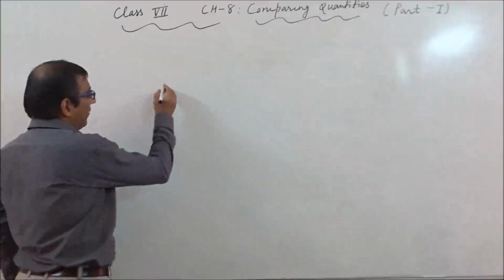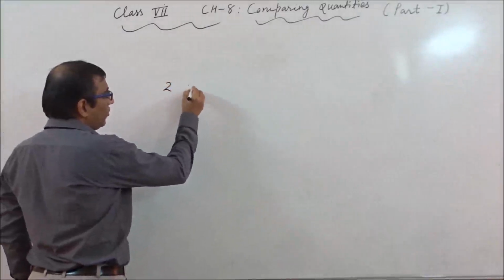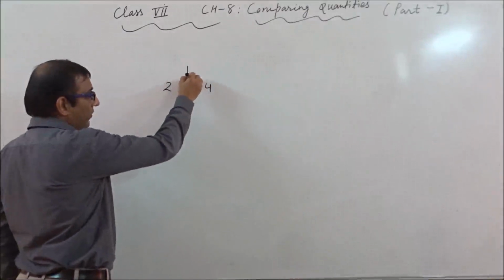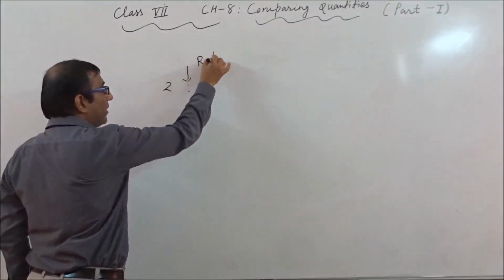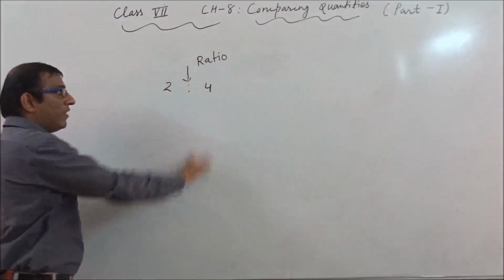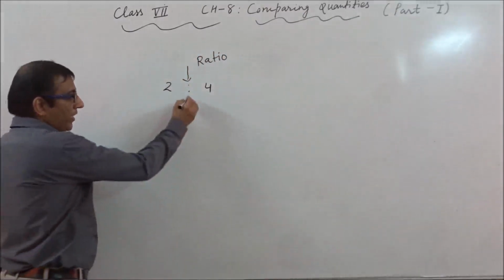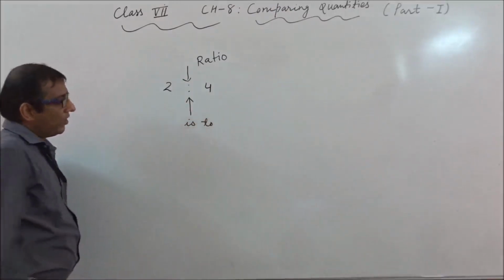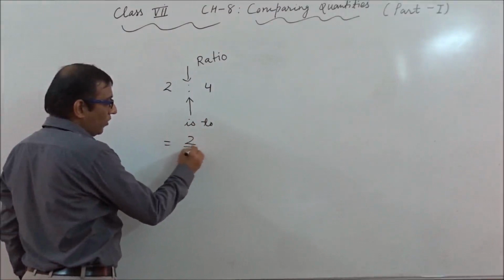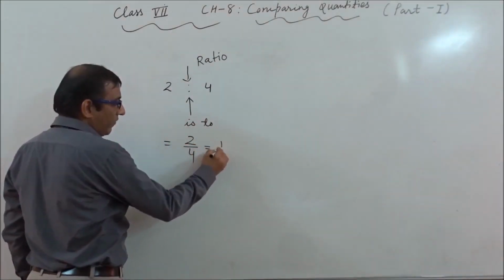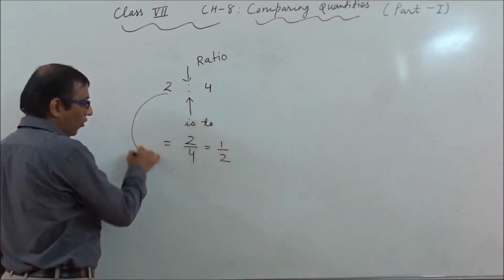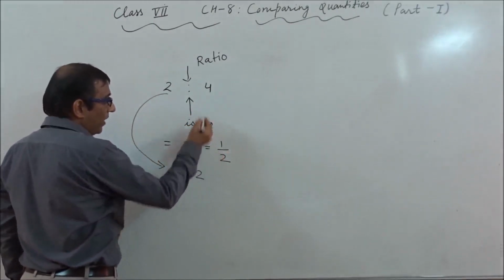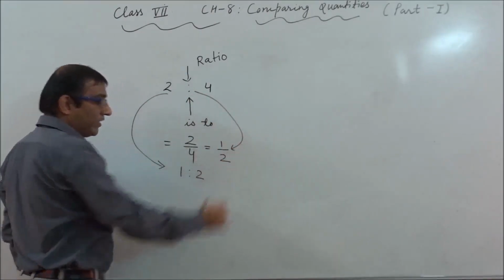For example, if I take 2:4, first we will go through this symbol. This is the symbol related with ratio. So how can we compare 2:4? It can also be read as 2 upon 4, so it can be written as 2/4, and when we solve it, we get 1/2. It means when we solve 2:4, we get 1:2. So we can say it is also related with division.